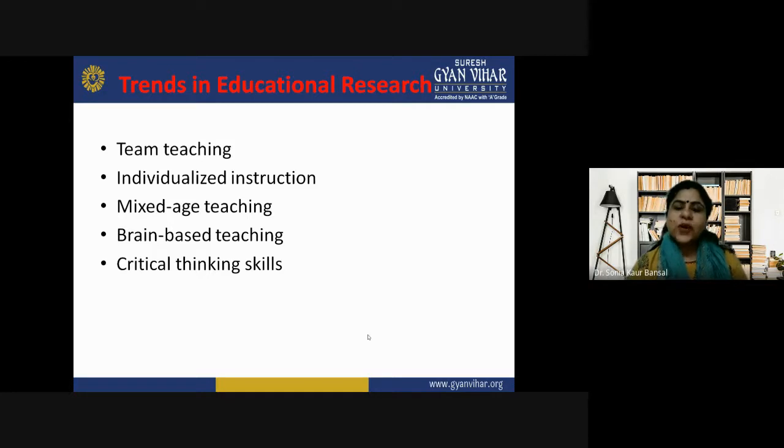Because being educationists, we cannot separate ourselves from the rest of the society. If I'm an academician, an educationist, then I have to think about the society. I have to think about the children. And I have to think about the global scenario, the multicultural approach, which we have just discussed. So these are making the recent trends in educational research. So first of all, there is team teaching.